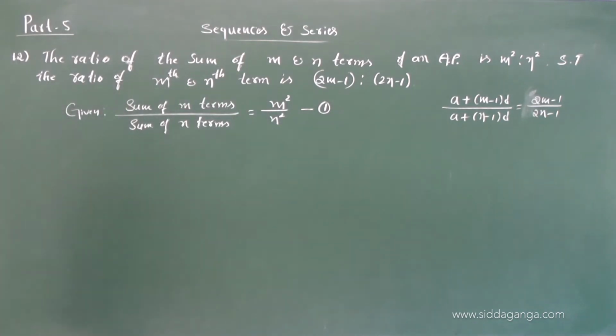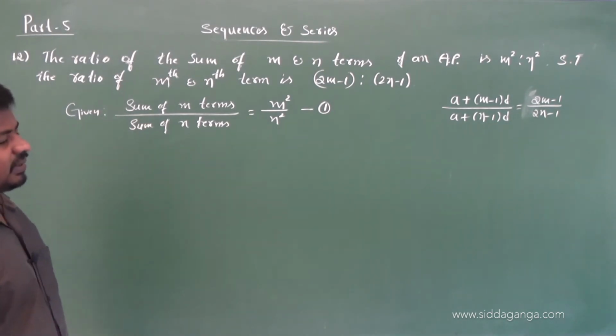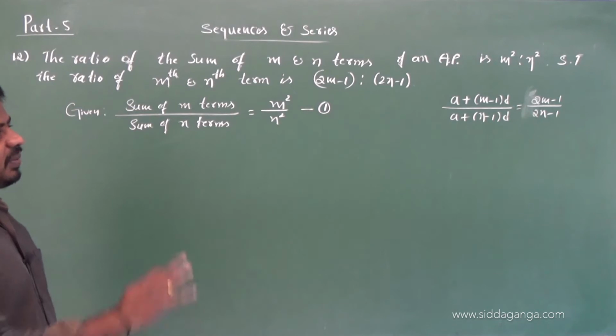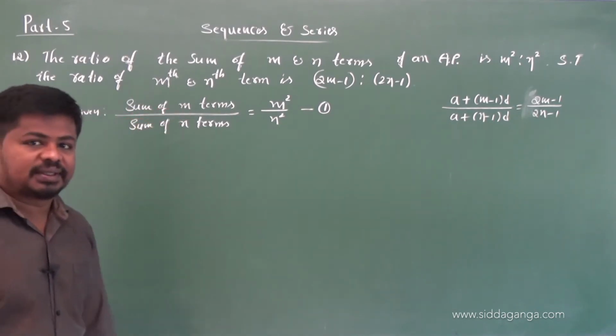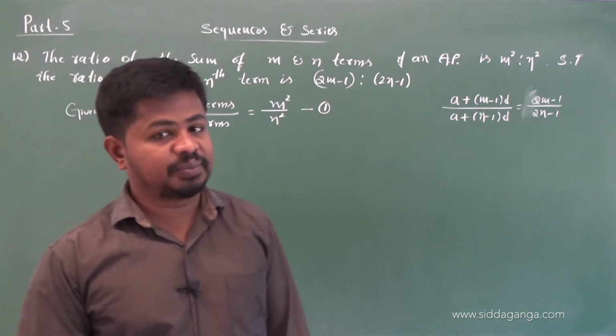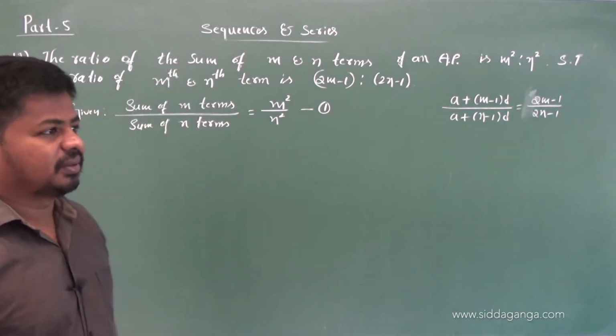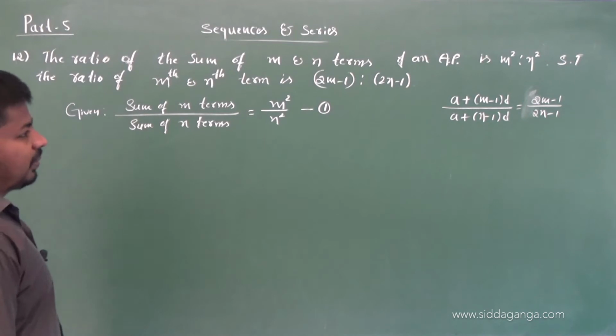We have to prove that. Simple, as before. In the last session, we were discussing the same type of problem, that is, finding the ratio of 18th terms of two arithmetic progressions. Same as before, same type of work.